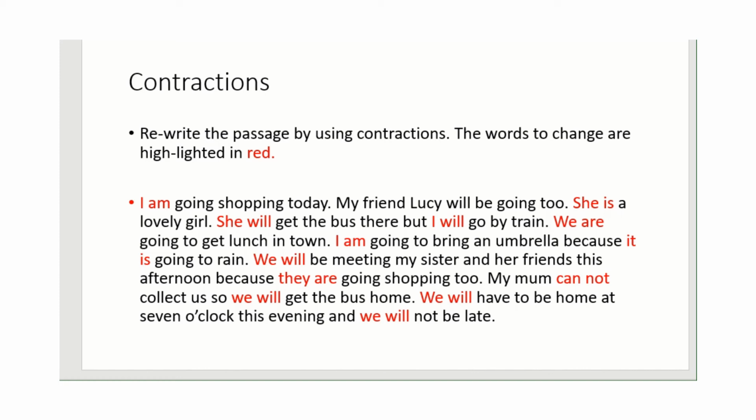I would love it if you could think of this as a piece of handwriting too, that every sentence has a capital letter and full stop with finger spaces, that it's beautifully neat, but also the main thing is that we are writing contractions, okay?